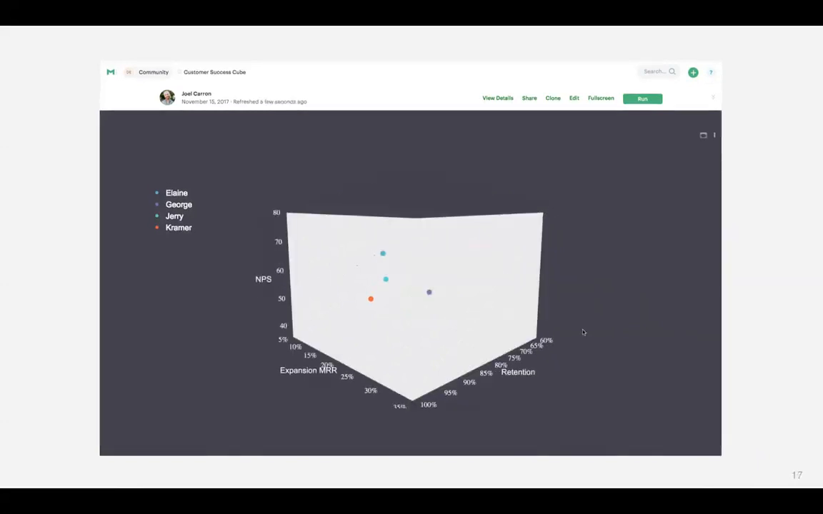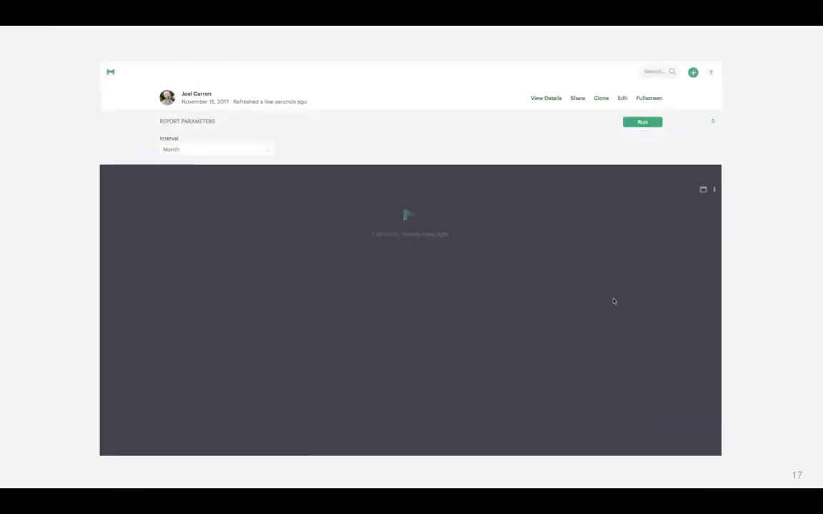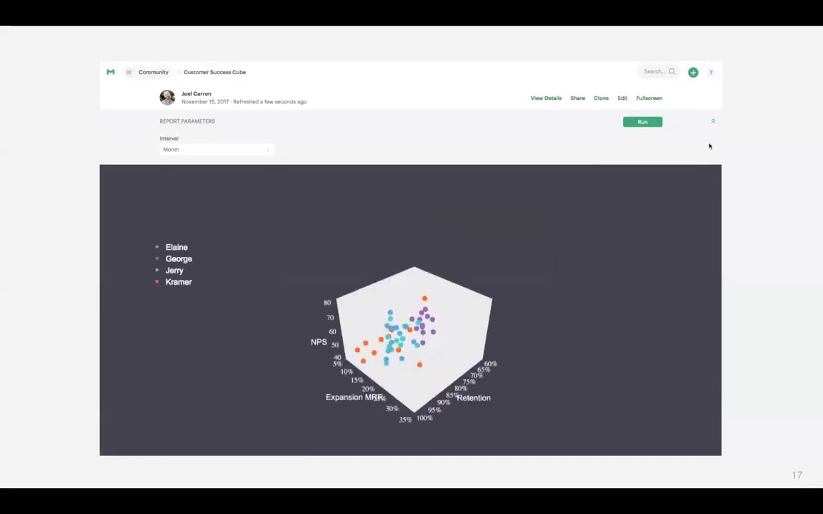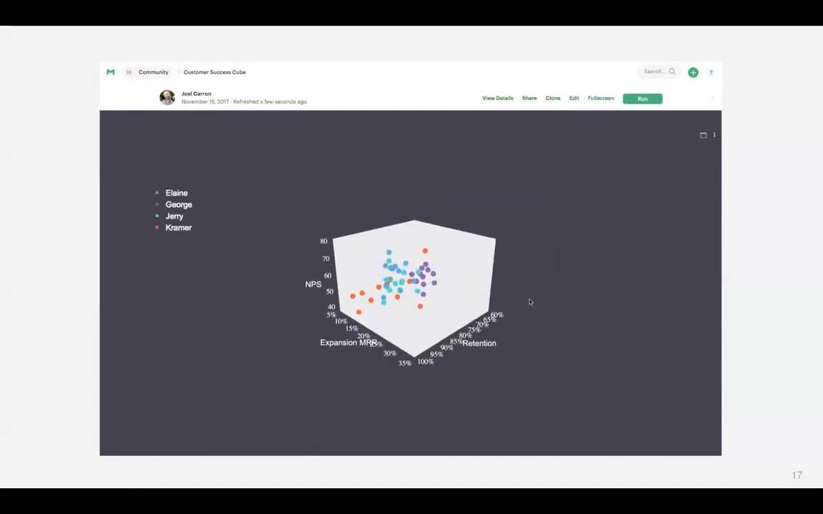Cool. But again, we mentioned that taking one data point might not tell the whole story. So if we want to see how things change over time, in Mode we can go in here and switch this parameter from year to month, give this another run, and allow this cell to run. Cool.